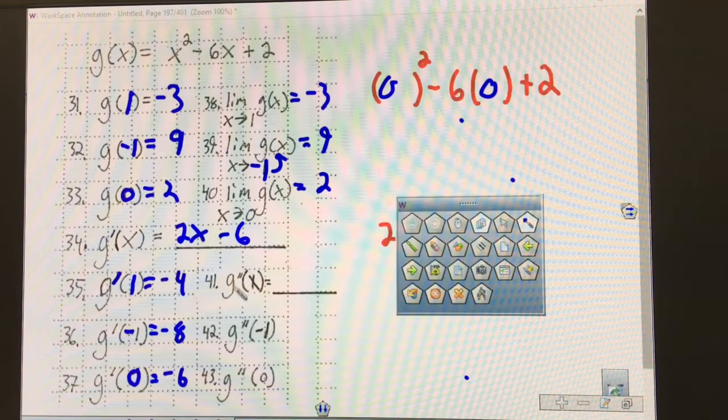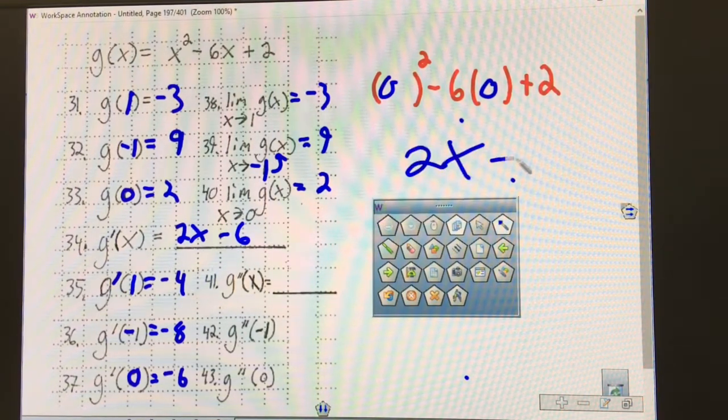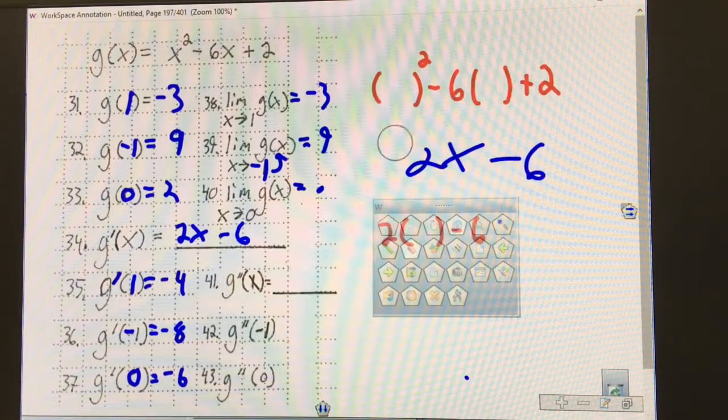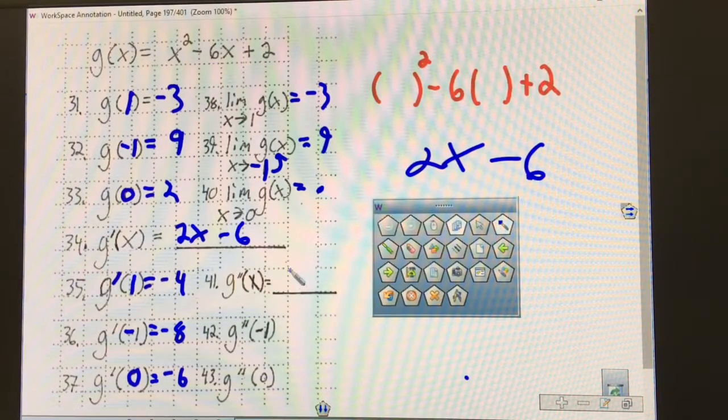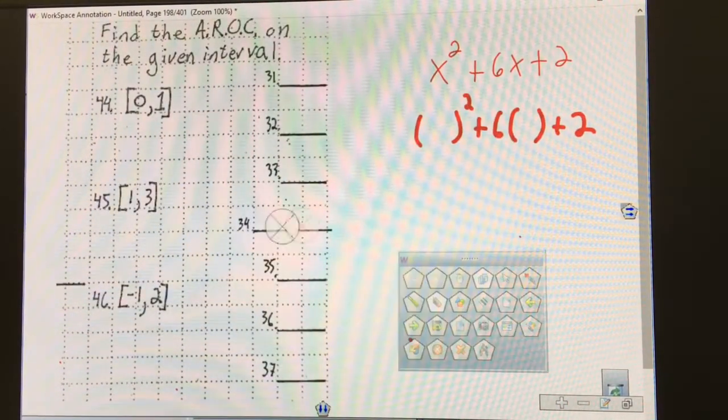Moving on. G double prime. G double prime means take the derivative of the derivative. So the derivative of 2x minus 6 is just going to give me 2. Now this is kind of cute. There's no value to plug in at -1. So the second derivative at -1 is going to equal that 2. The second derivative at 0 is going to equal that 2. It doesn't change.